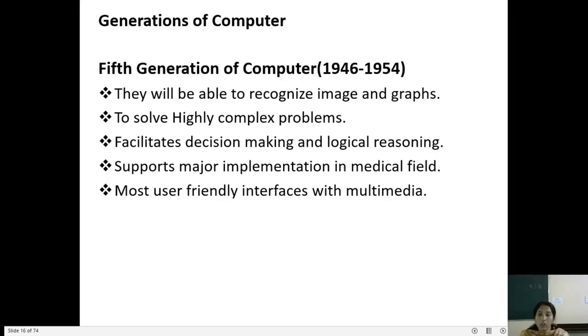And when you come to the fifth generation, it is the era where you can recognize images and graphs, and you can easily solve very tough problems. Facilities include decision making and logical reasoning. You can easily take the decision. It means the AI concept has been introduced.